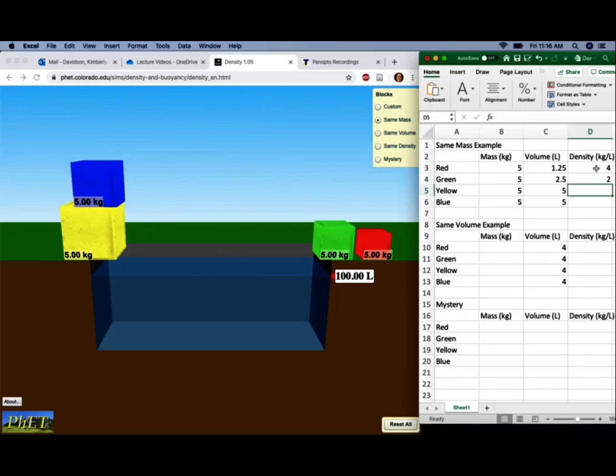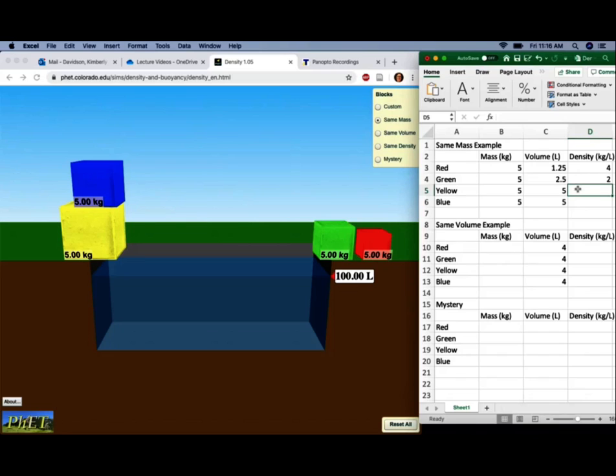So it is less than the density of the red cube. Even though the red and green cubes have the same mass, their volumes are going to determine their relative densities. If something has a larger volume but the same mass, its density is going to be smaller. You could think of that as its mass being spread out over a larger volume, so its density is going to be smaller.